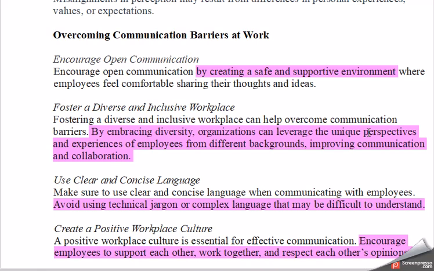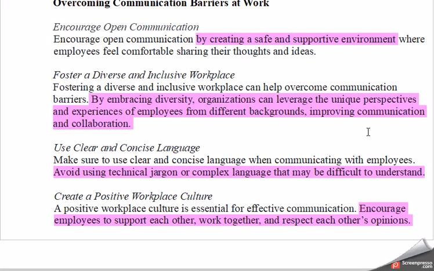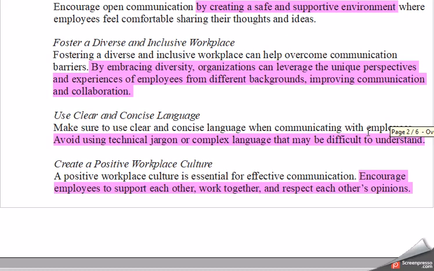Next is how to overcome the communication barrier at work. So now we are going to see the first point, encourage open communication. You have to create a safe and supportive environment where the person is not judged. Only then can you have good communication. Next, foster a diverse and inclusive workplace. By embracing diversity, organizations can leverage the unique perspectives and experiences of employees from different backgrounds, improving communication and collaboration. Next point is use clear and concise language.